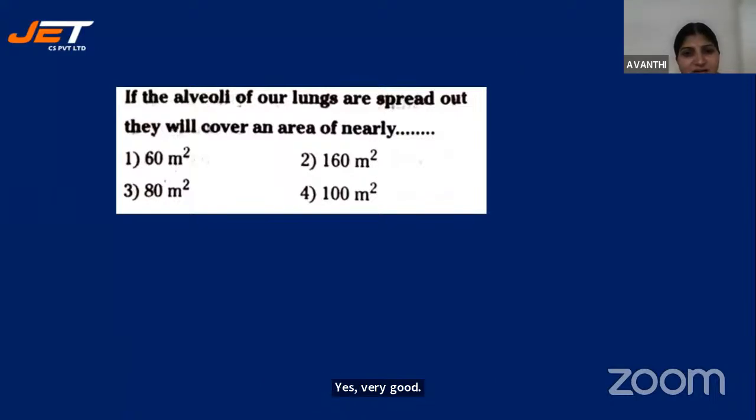Next, Bhavita, Avinash, Pavani, Manohar. Yes, very good, Nana. It is 160 meters square. So you can imagine how alveoli are compactly condensed inside our lungs, inside our chest cavity. Okay, it is 160 meters square.